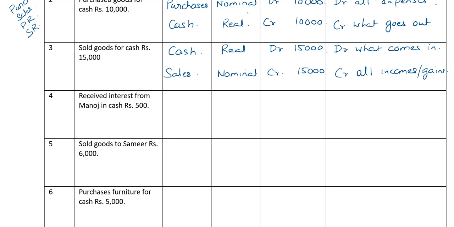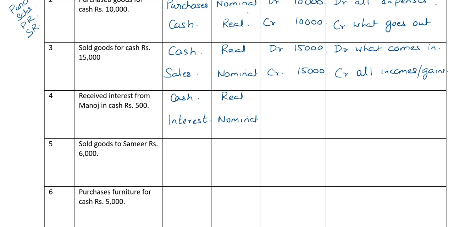Received interest from Manoj in cash rupees 500. Now interest is a nominal account. Whenever a nominal account is involved, we need to use the name of the nominal account and not the recipient or the payer. So here we receive cash in the form of interest. So the two accounts involved are cash account and interest account. Cash account is a real account. Interest account is a nominal account.